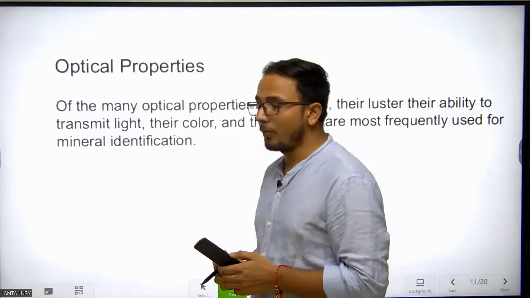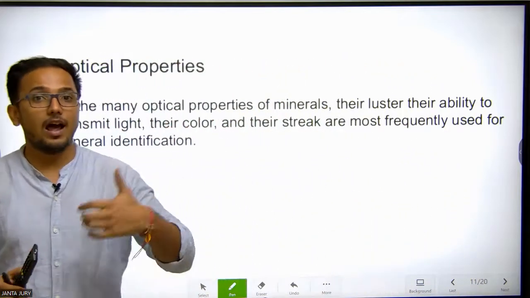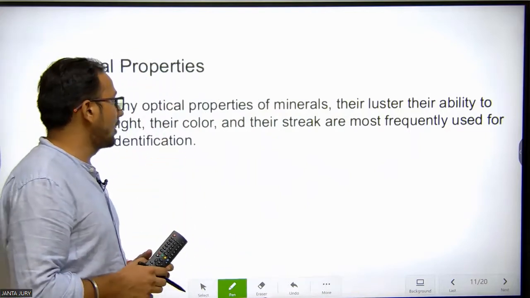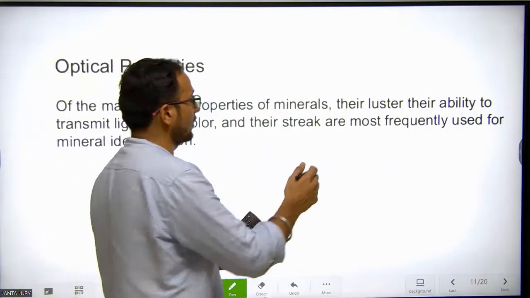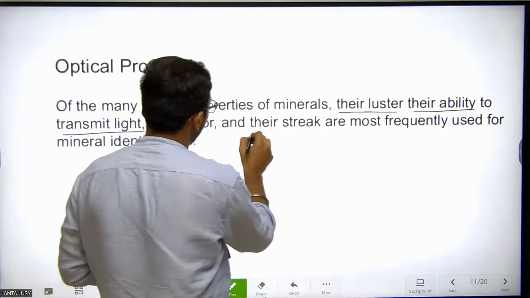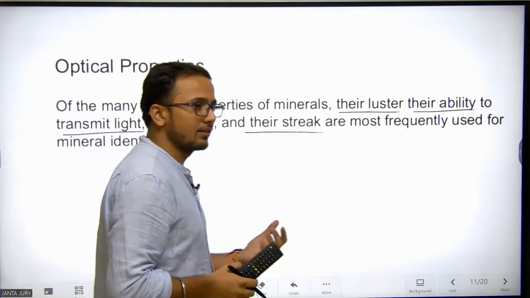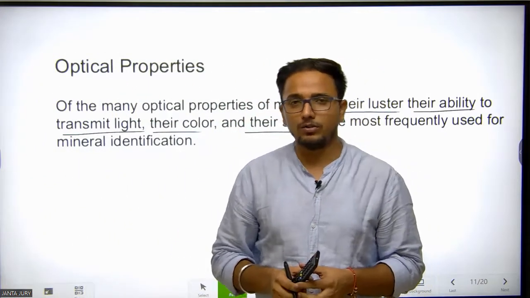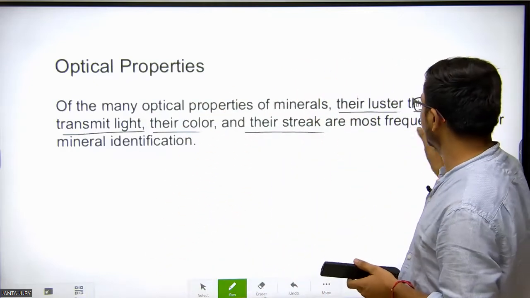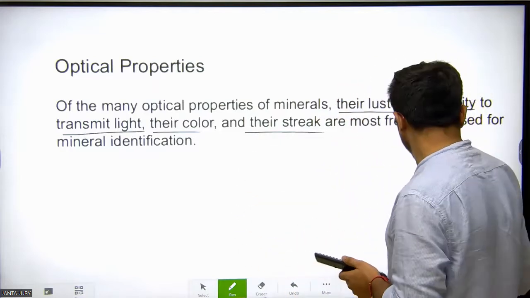So what are optical properties? Optical properties are those properties that describe how a mineral behaves with light. Of the many optical properties, luster, the ability to transmit light, color and streak are the most frequently used for mineral identification. Even more properties come under the category of optical properties, but here we will only cover luster, ability to transmit light, color and streak.